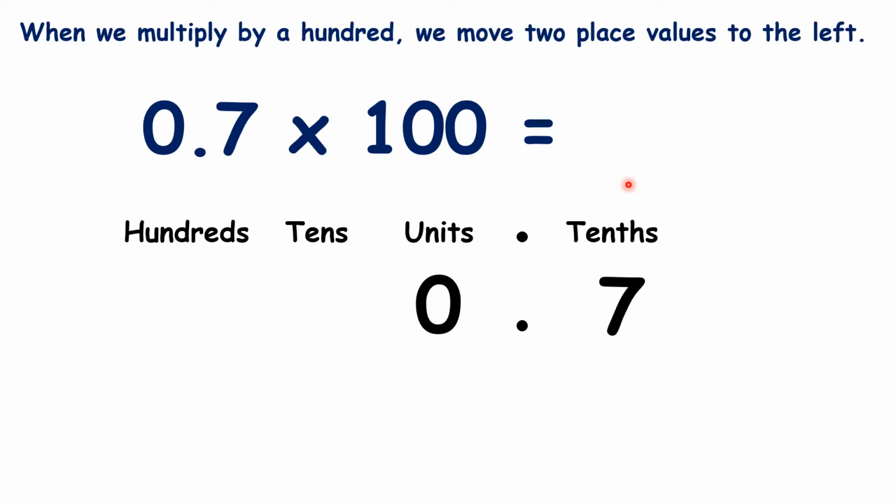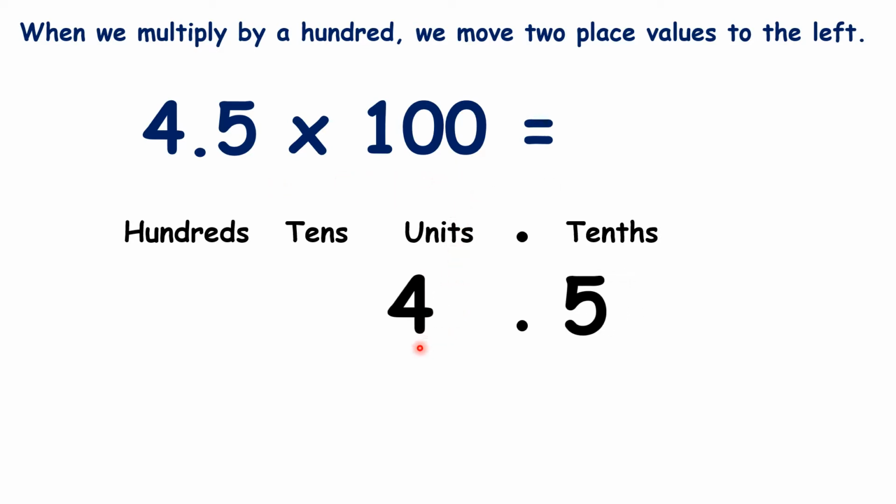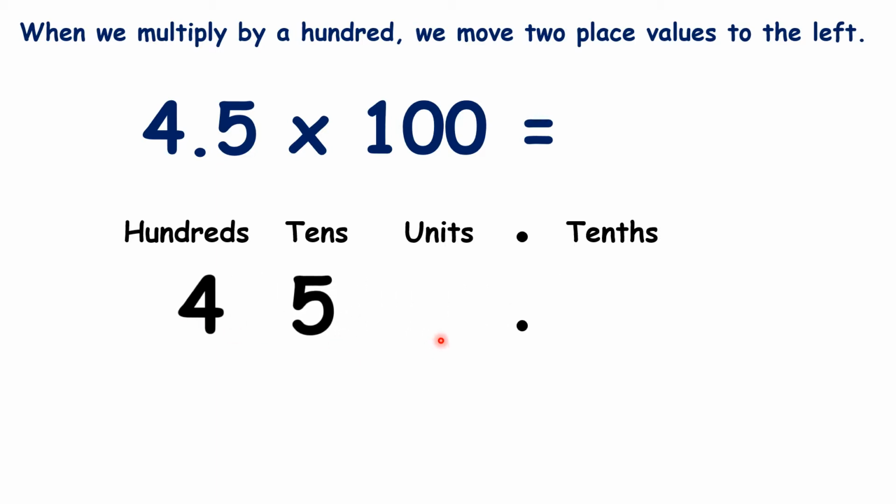What is 0.7 times 100? 70. What is 4.5 times 100? 450.